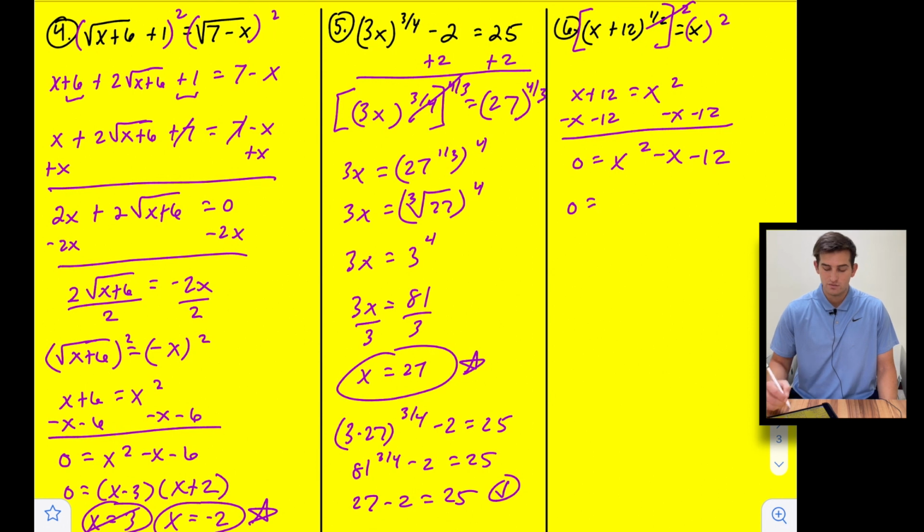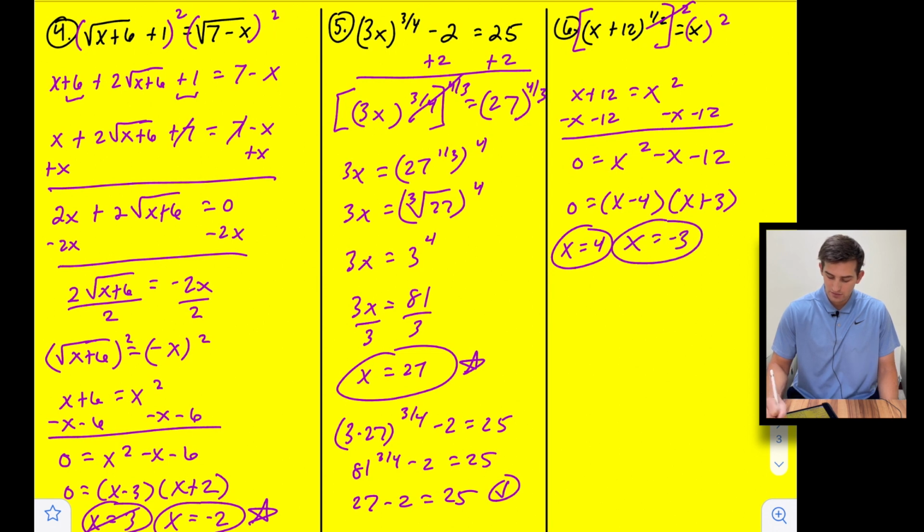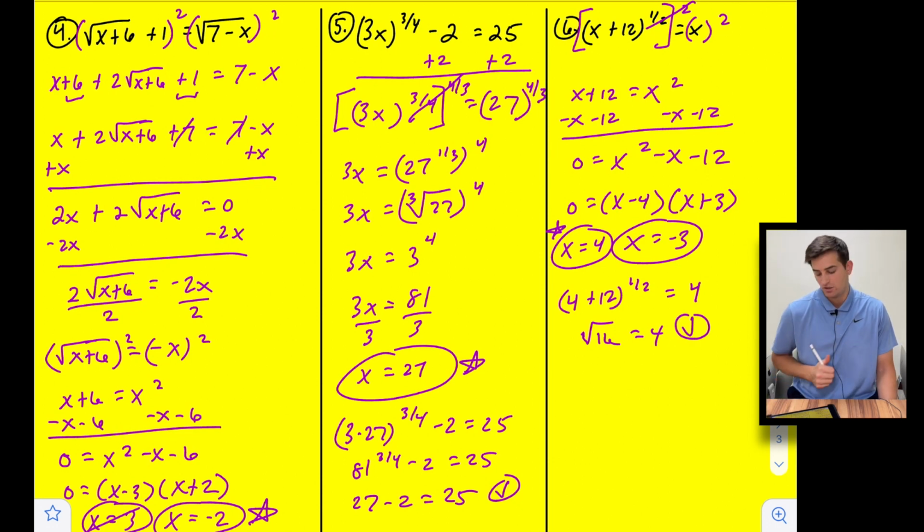So now we want to factor this. What adds to -1 and multiplies to -12? Well, that's going to give us x minus 4 and x plus 3. So zero product property tells me x is equal to 4 and x is equal to -3. Now, once again, let's check those to make sure we don't have anything weird happening here. So we would have 4 plus 12 to the 1/2 is equal to 4. So this would be 16 to the 1/2, which would be the square root of 16, and that's equal to 4. So that checks out, that's good. So x equals 4, that's a good solution.